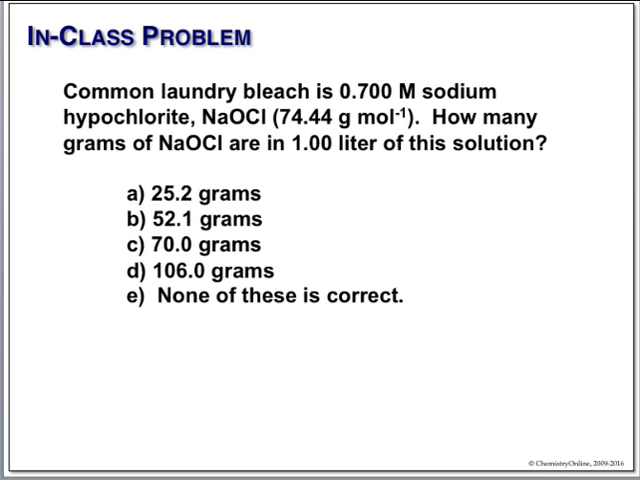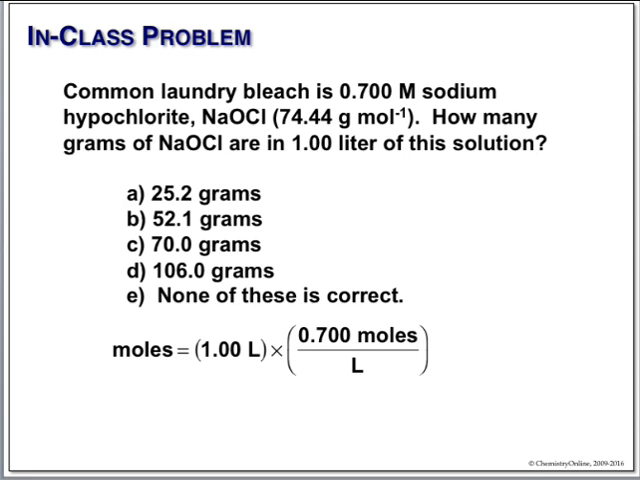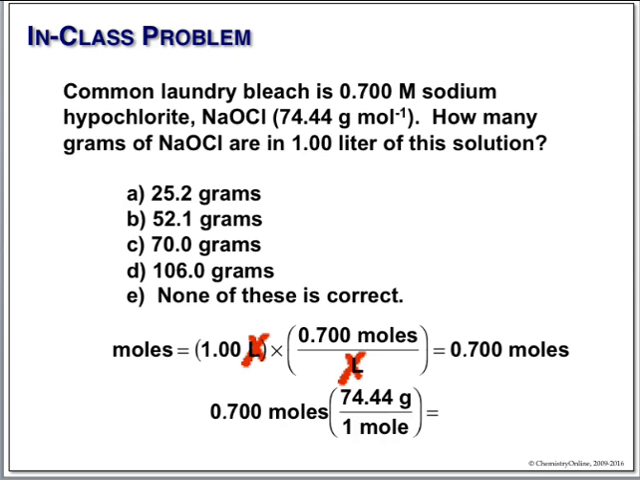So how are we going to work this? Bottom line is going to be 0.7 times 74. But let's do it the long way. We have 1 liter, that's here, 0.7 moles per liter. So we're dealing with 0.7 moles. Now, if 1 mole weighs 74, 0.7 moles is simply 0.7 times 74. And that's 52 grams.